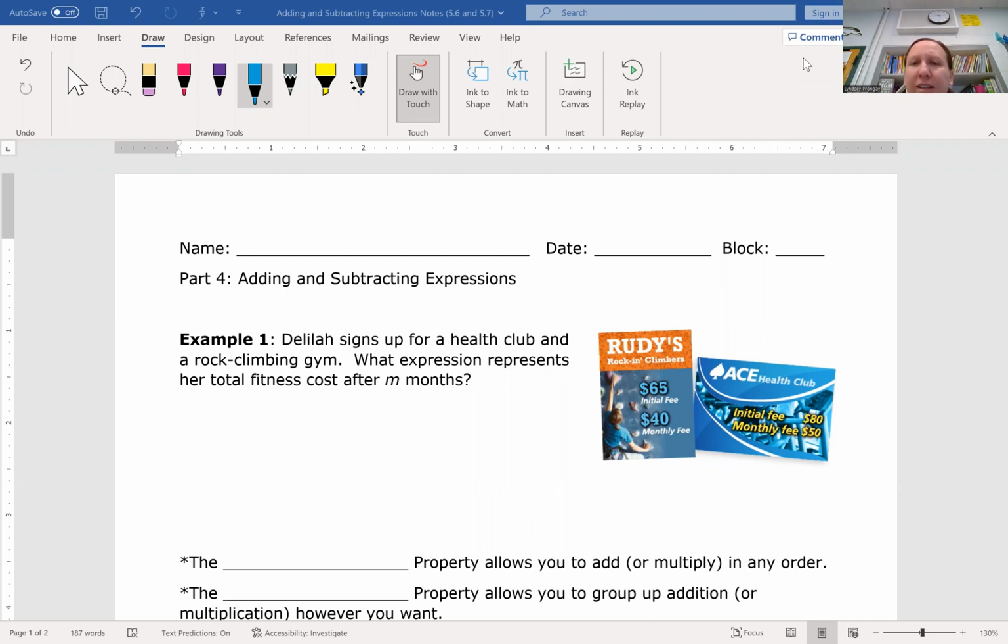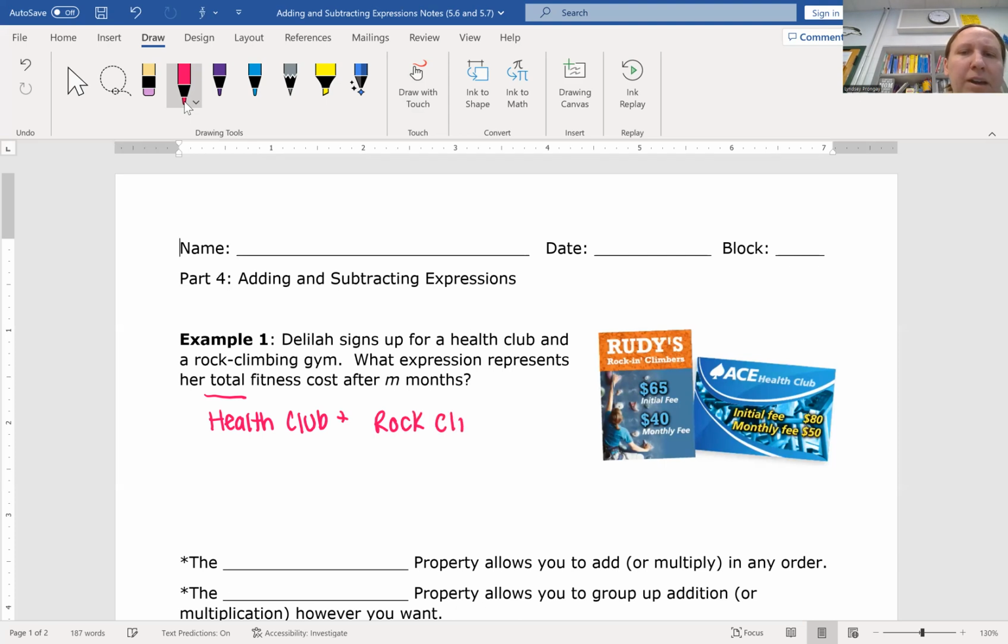Okay, so we have some graphics on the side. It tells us about Rudy's Rock and Climbers and Ace Health Club. So it's talking about the total fitness cost. So that means that we're going to have to add together the cost for her health club and the cost for the rock climbing. But we have to write some expressions to represent the cost of both of those pieces.